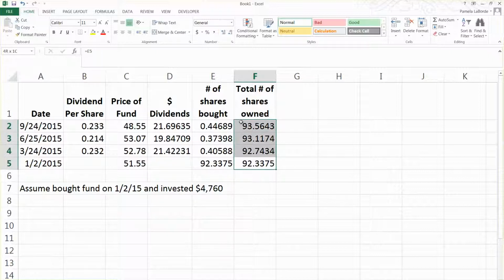So you can see the number of shares that she owns is rising because she's reinvesting those dividends. That's going to change, it's going to impact the weight that that fund has in her portfolio. So it's not only the price changes that impact the weight of a fund in your portfolio, it's also the dividends if you opt to reinvest them that will impact it as well.